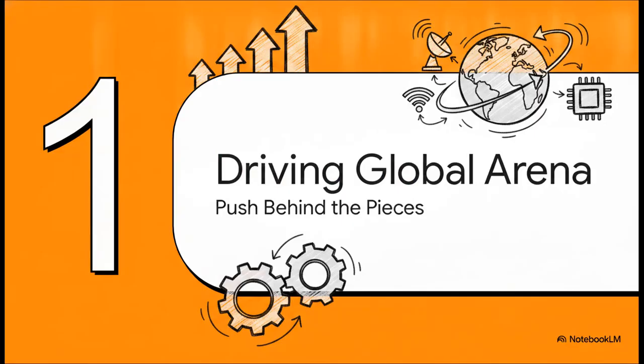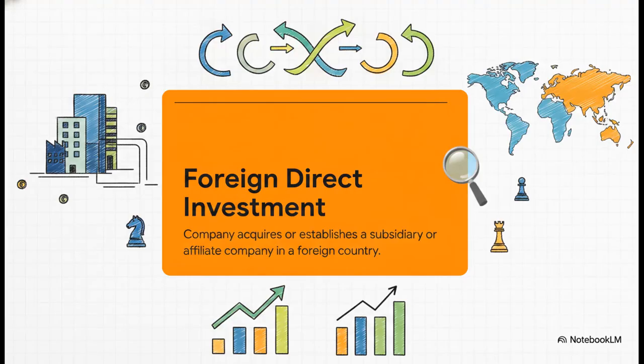Section 1. Forces driving the global arena. The push behind the pieces. So the core engine really pushing this whole thing forward is technological advancement. And multinational corporations use that tech to maximize profits across borders. Their go-to strategic move? Foreign direct investment, or FDI. This is basically when they establish subsidiaries in completely new territories. By doing this, or by offshoring to lower-cost locations, companies are strategically placing their pieces all over the globe. They do it to build economies of scale and, of course, to tap into entirely new markets.